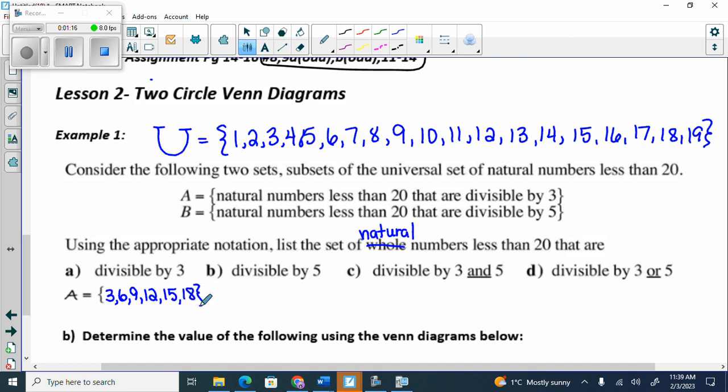Divisible by 5 would be 5, 10, 15. Divisible by 3 and 5. So this would be an A and B situation, A intersection B. Which numbers are divisible by 3 and 5? Yeah, 15.